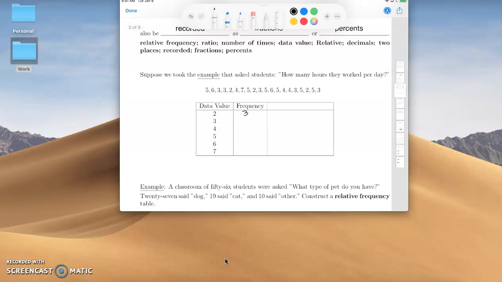We have 3, 5, 3, 6. Oops, got a little off there. Hold on. Let's do 3, 5, 3, 6, 2, 1, because we're dealing with the same data set. So the idea now is that we want to come up with the relative frequency for that.